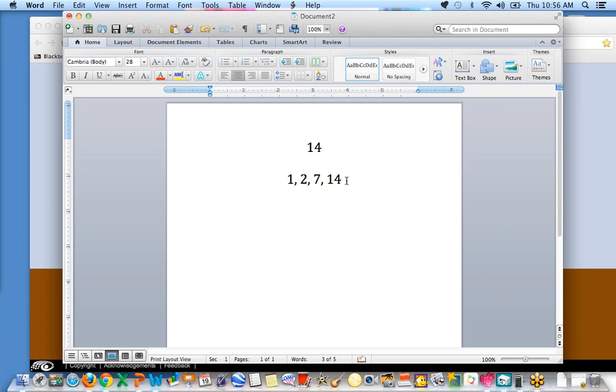Let's try another number. Let's try 21. So I like to start, like I said, with 1 times 21. I like to start at the ends, like the very lowest and the very highest. So 1 times 21 is obviously 21. Now let's fill in the numbers in the center.